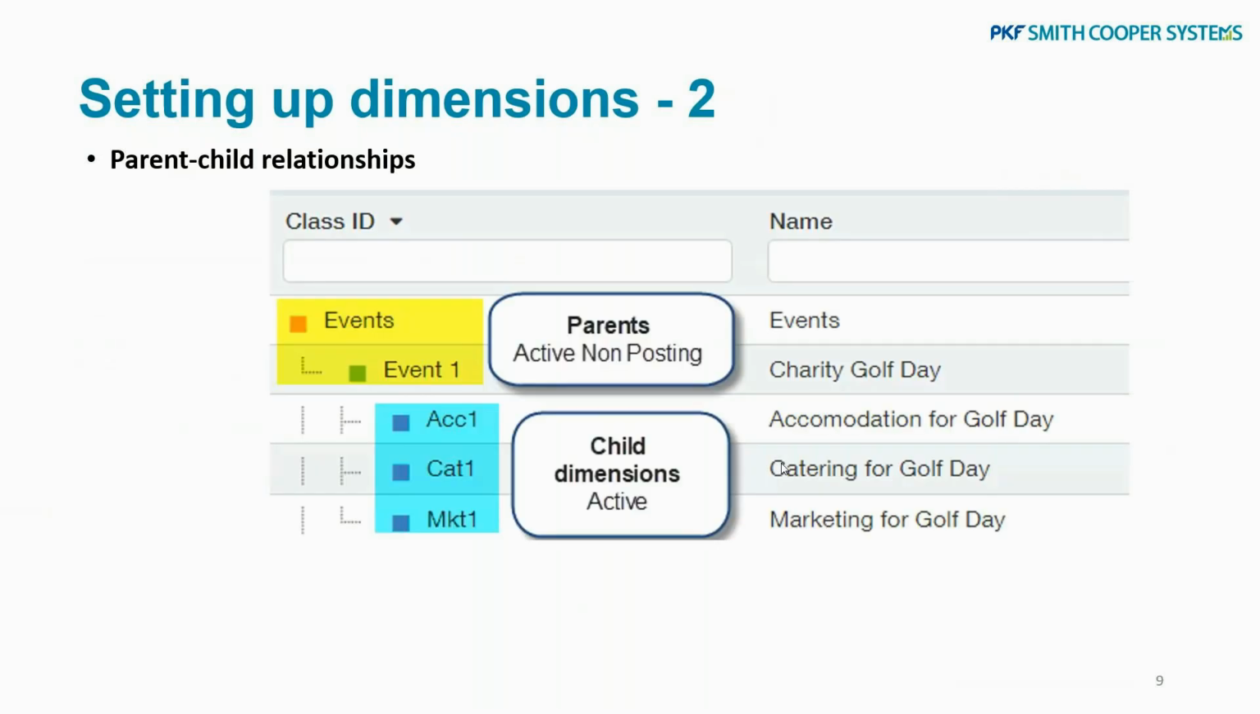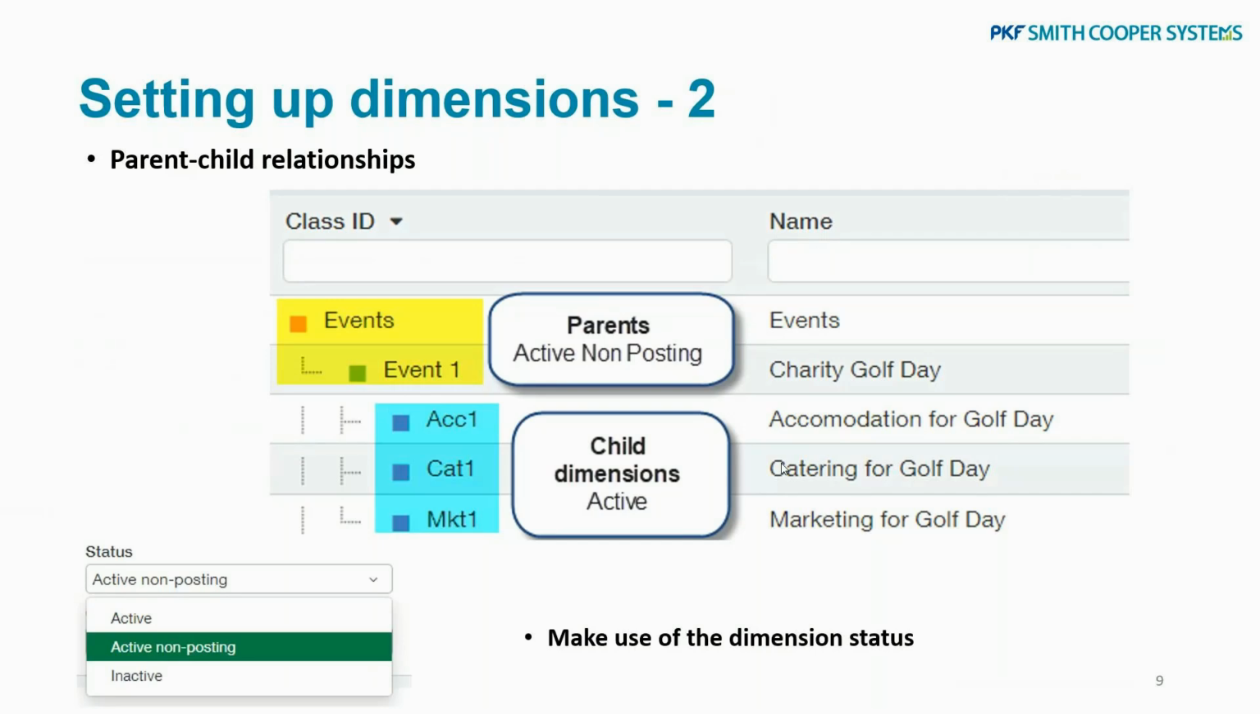So we've got events at the top level of our dimension there. We've then got event 1, which again is a parent. And underneath event 1, we've got 3 subdimensions. So these we'd call child dimensions. And each of these child dimensions are the active dimensions that we'd use when we're posting transactions. The other 2 dimensions, which are parent dimensions, we'll set up as active non-posting dimensions. That means they'll still be visible to us, but we won't be able to post transactions to them.